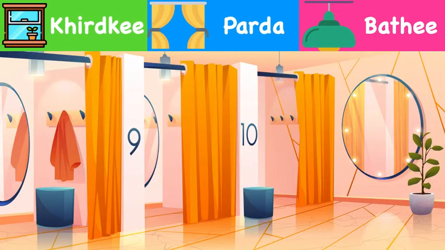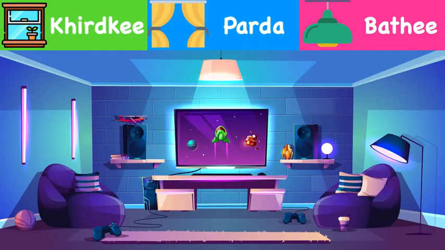The dressing room closes with a curtain. How do we say curtain in Hindi? Khidki, parda, or batti? Curtain is parda. Look at all the lights in this room. What's light in Hindi? Khidki, parda, or batti? Batti.